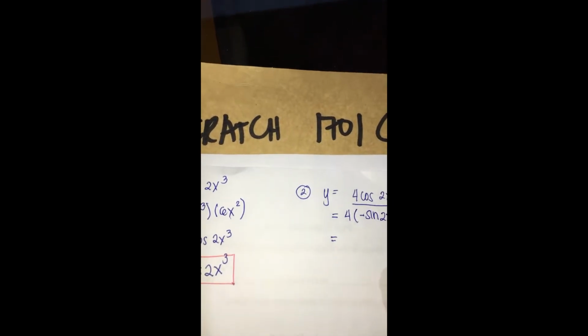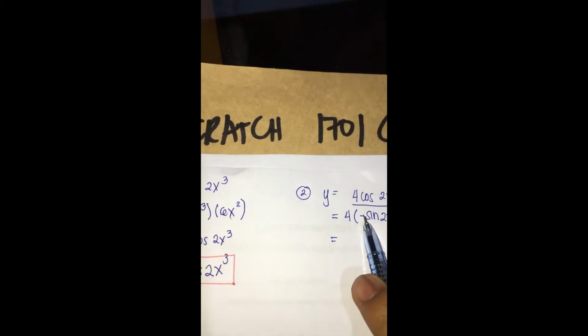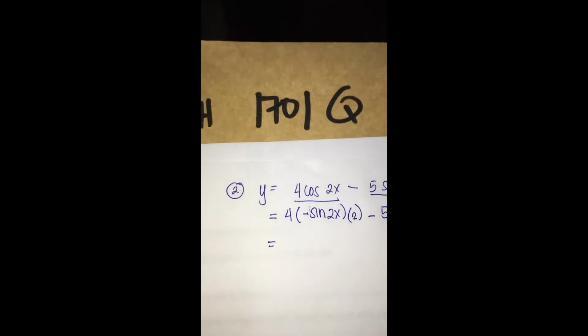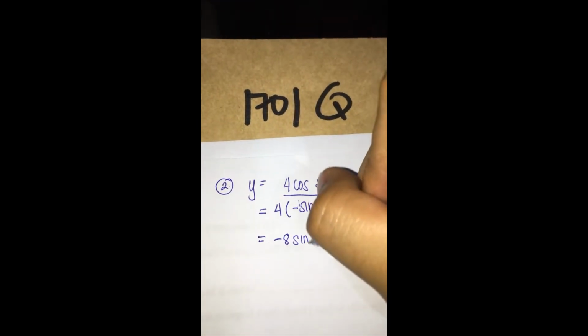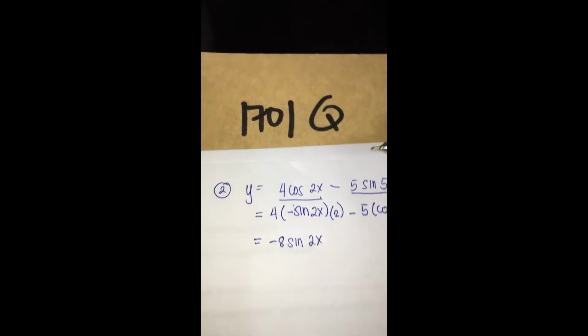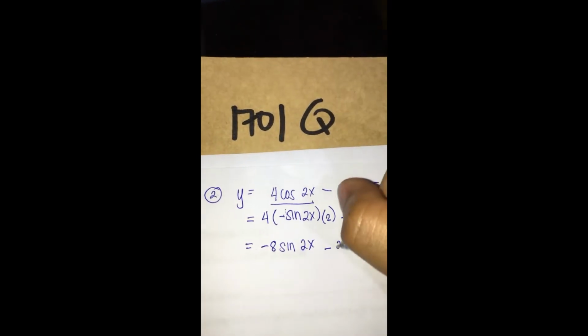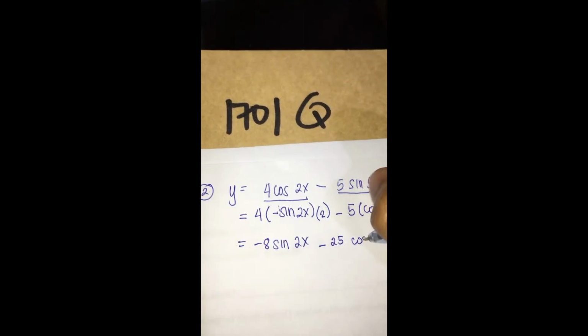4 times 2 is 8. Times negative, isn't there an invisible 1 here? There is an invisible 1 there. So negative 1 times 4 times 2 is negative 8. Next, sine, then copy the base. Just like what I've said, you cannot directly or simply multiply the base into this. It's a big no. Minus 5 times 5 is 25 cos, copy the base, 5x. And this is now the derivative of your y. Simply y prime.